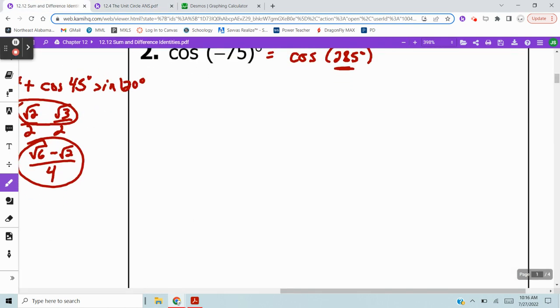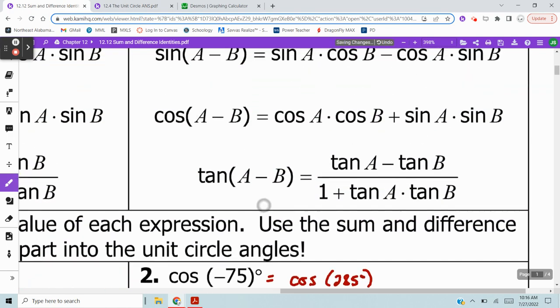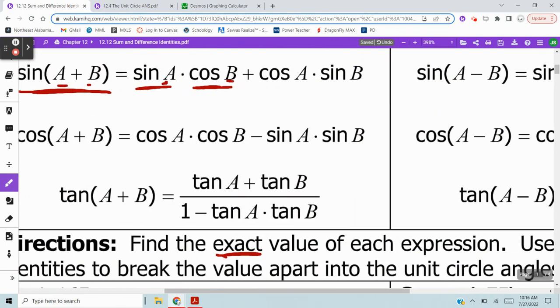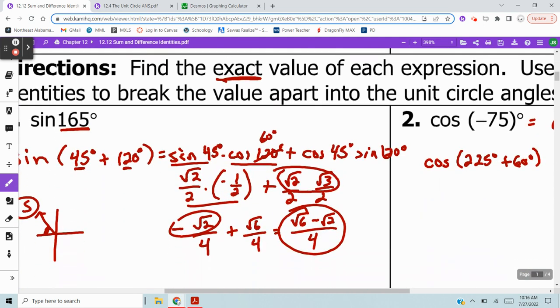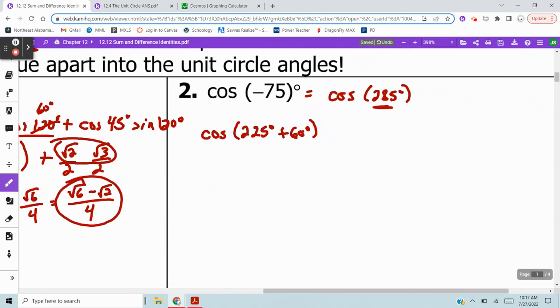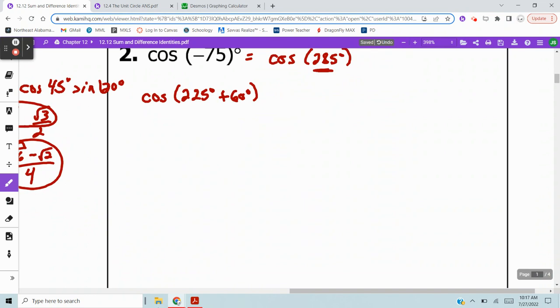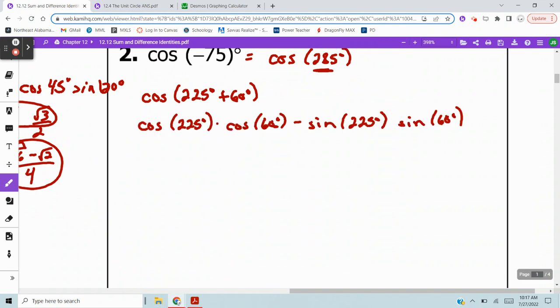So we're going to do the cosine of 225 plus 60 degrees. And again, that fits. Let's scroll back up. The cosine of a plus b is cosine a, cosine b, minus sine a, sine b in the formula. So our a value is 225, our b value is 60. So let's go ahead and plug those values in. And there are your values.